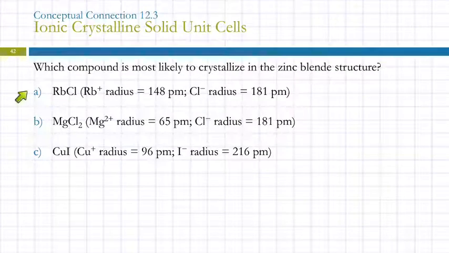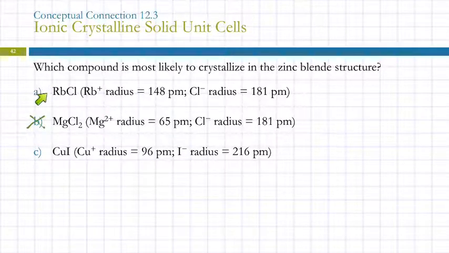So as we look at these 3 choices, one of them is pretty easy to eliminate. It can't be B because magnesium chloride has a 1 to 2 ratio. So that's not going to work. That would probably do the fluorite or anti-fluorite. So it's not that one.